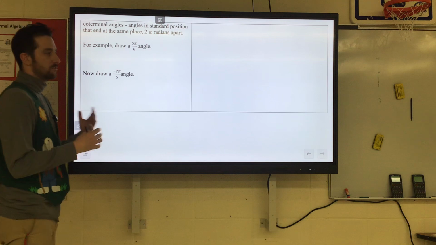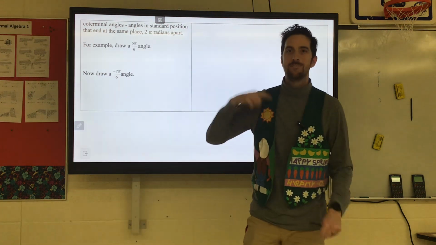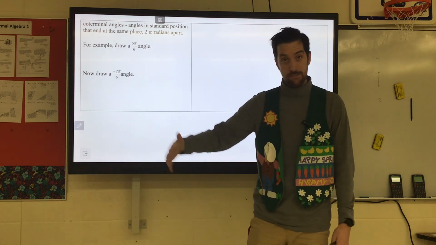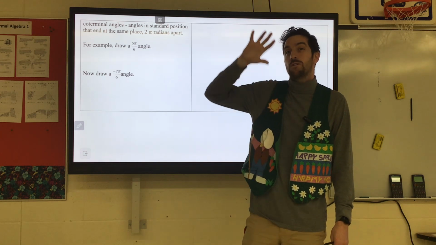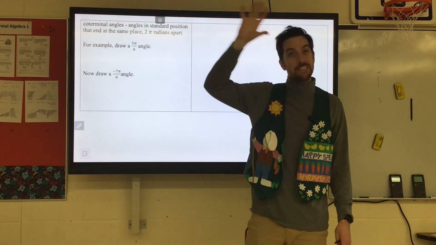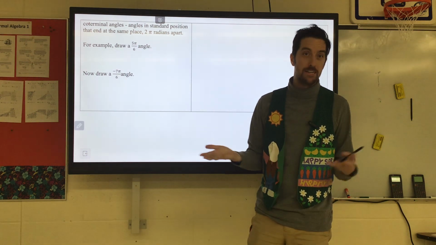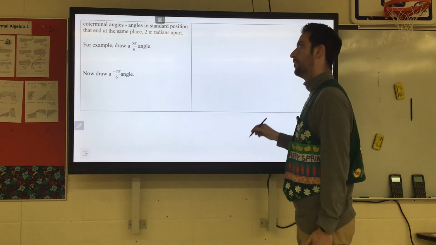Coterminal angles. So again, yesterday when we were doing degrees, we added and subtracted full rotations. And a full rotation in degrees is 360 degrees. But now we're using radians. In one full rotation in radians, that's 2 pi. So we're going to add and subtract 2 pi to find coterminal angles. All right, we'll draw them.